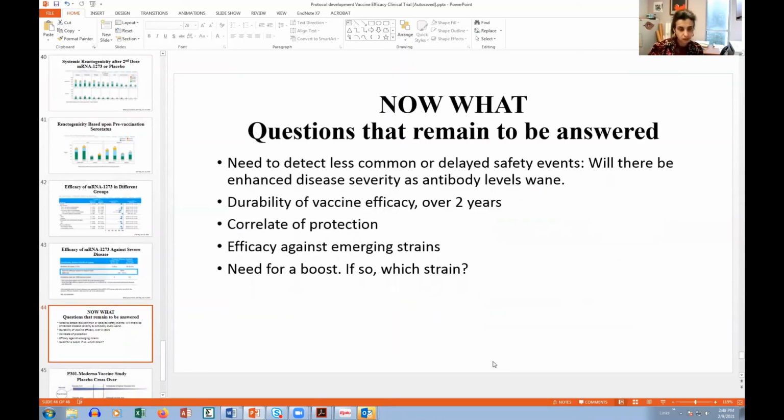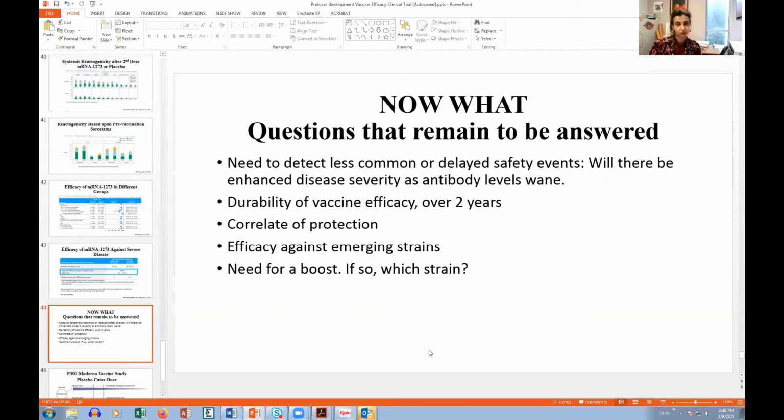So now what? The vaccine is efficacious, but there are many more questions that need to be answered. We need to detect less common or delayed safety events. For example, will there be enhanced disease severity as antibody levels wane? Everybody remains in follow-up for up to 2 years. The durability of the vaccine efficacy is an open question, and we are gathering data pertaining to that. The correlate of protection is unknown, and that is also under intense research activity.